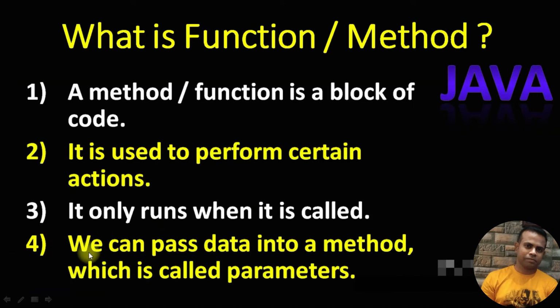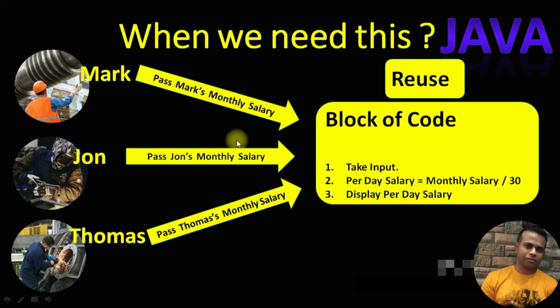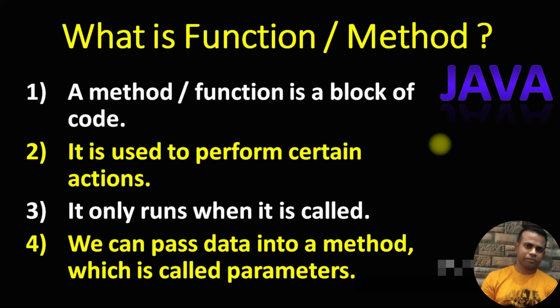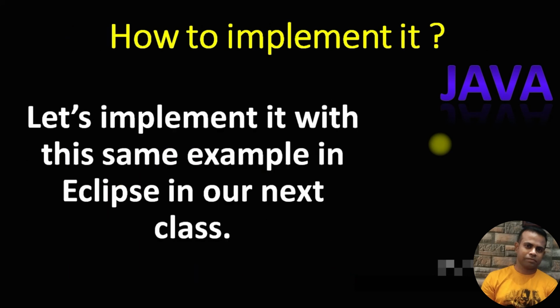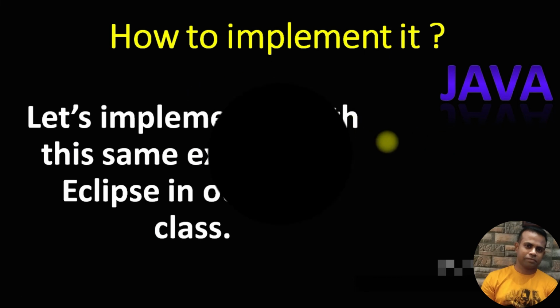And the fourth point is that we can pass data into a method, which is called a parameter. For our case, we are actually passing the monthly salary. In each case you can see monthly salaries. This is basically a parameter of this block of code, which takes the input from different resources, and then we can reuse this block of code and finally execute the result. So this is the simple definition of method or function in Java, and then comes how to implement it. So let's implement it with the same example in Eclipse in our next class.